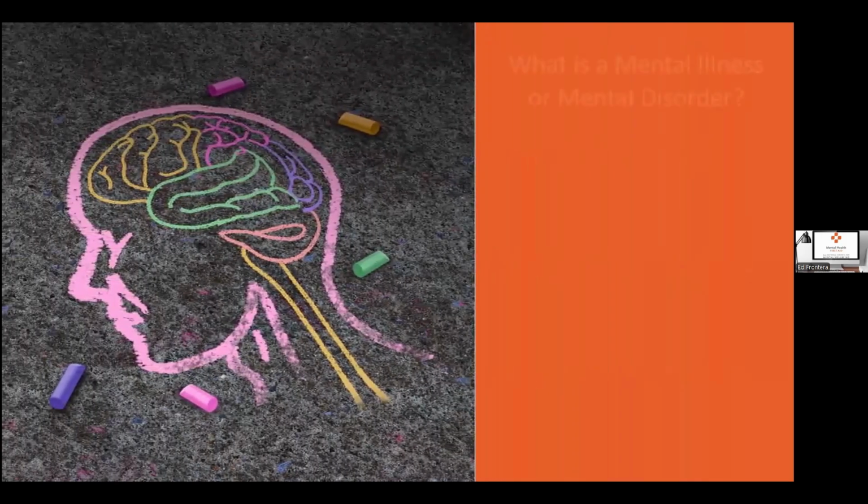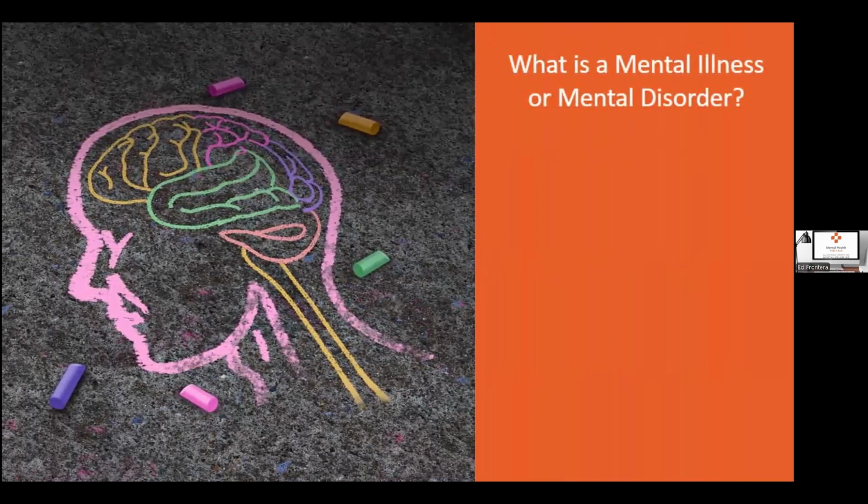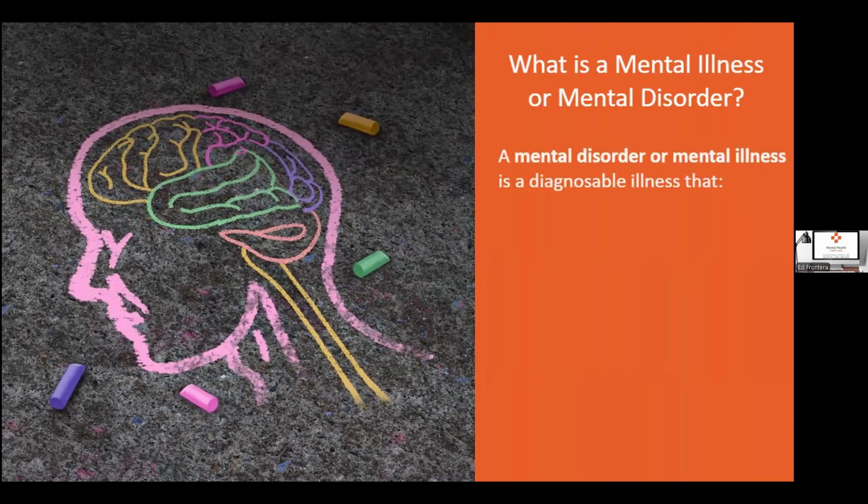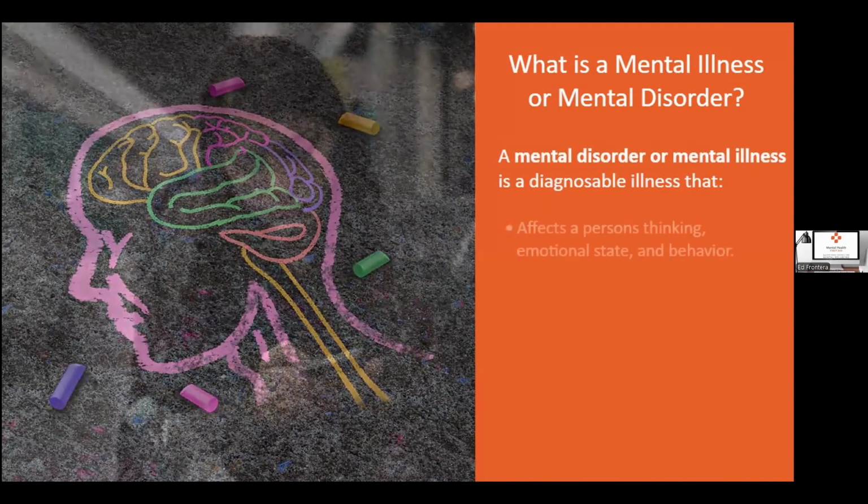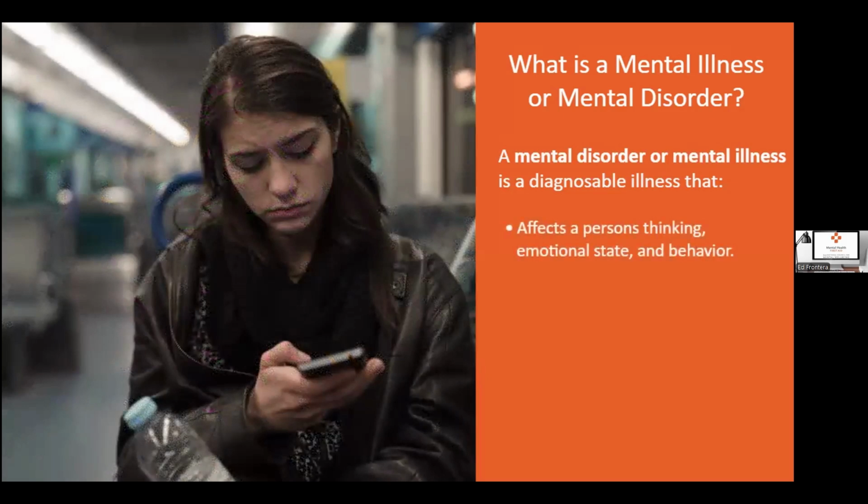So, what is a mental illness or mental disorder? We will use the terms mental disorder and mental illness interchangeably. Our working definition for this course is: a mental health disorder or mental illness is a diagnosable illness that affects a person's thinking, emotional state, and behavior.